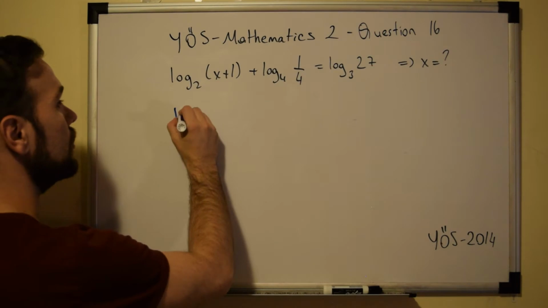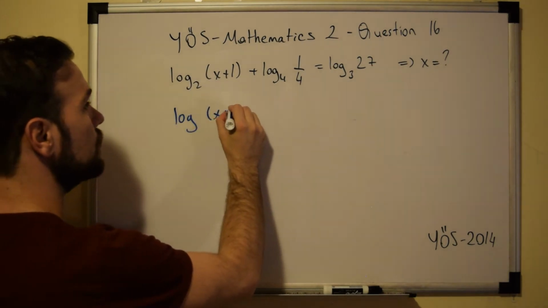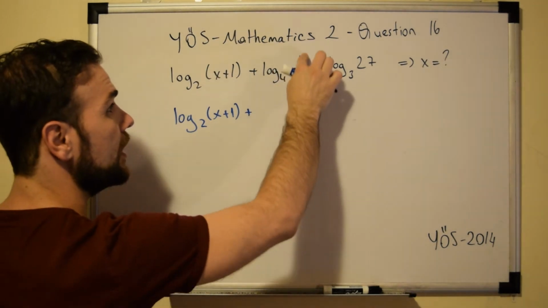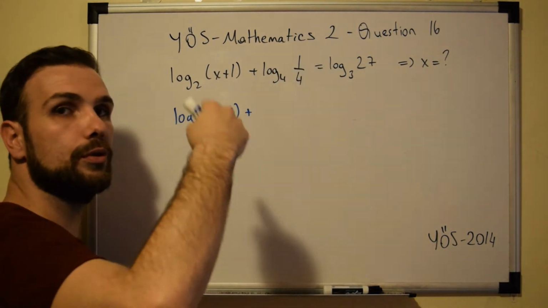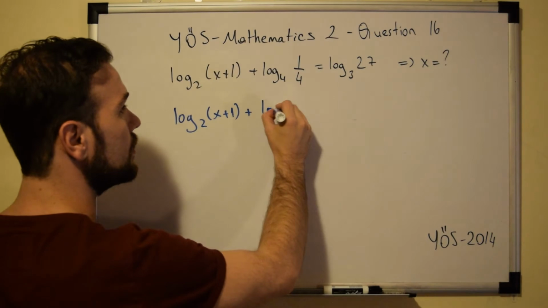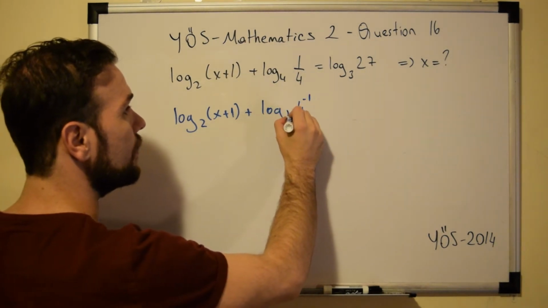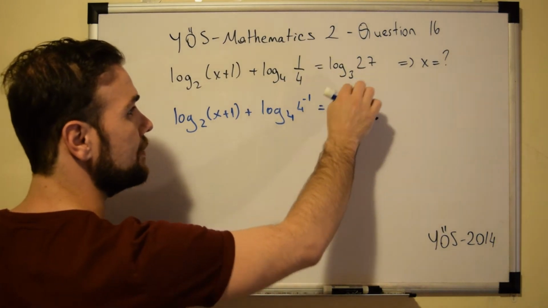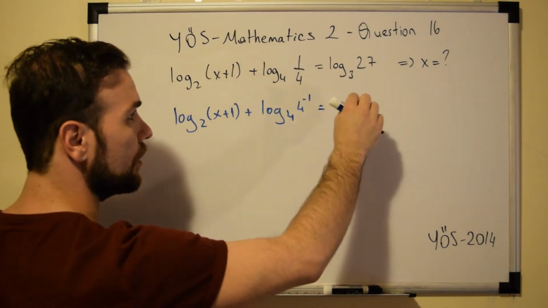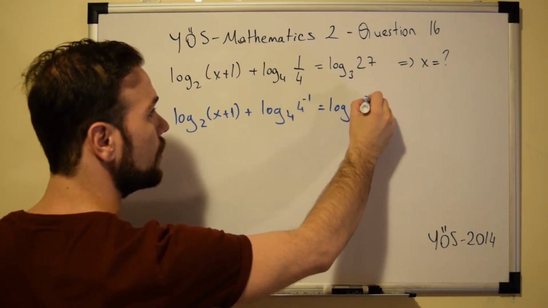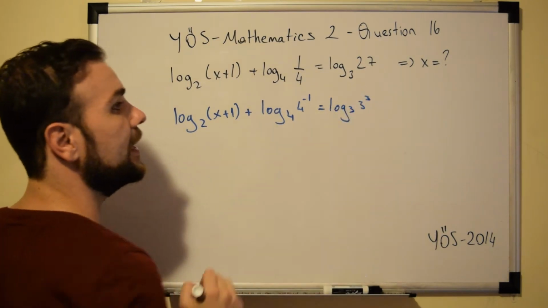Now, we have logarithm of x plus 1 to the base 2 plus, what is another way of writing 1 over 4? It's 4 to the power of minus 1. So we have logarithm of 4 to the power of minus 1 to base 4, and we do the same thing. 27 is equal to 3 to the power of 3, so we have logarithm of 3 to the power of 3 to base 3.